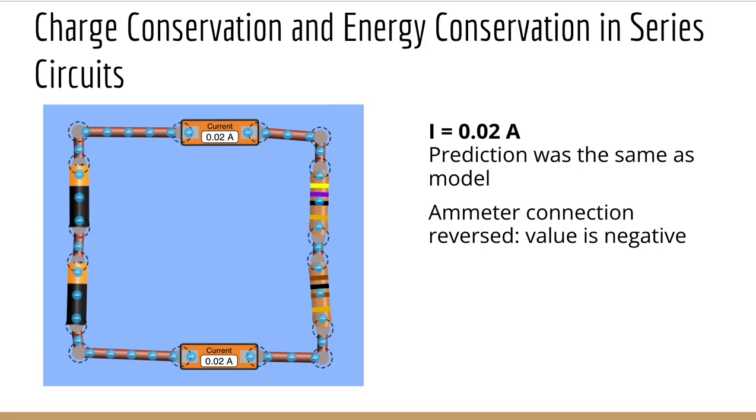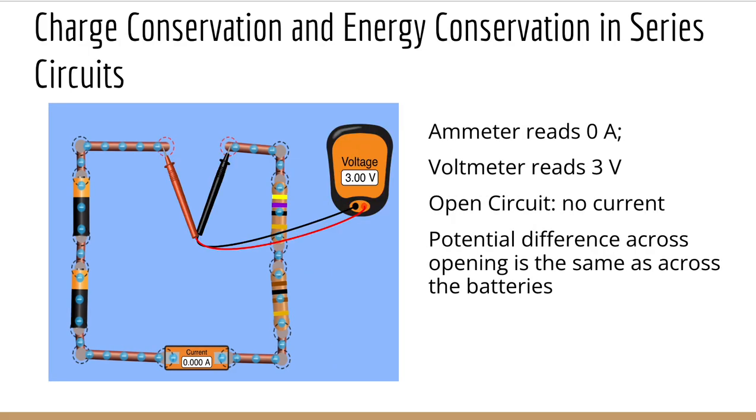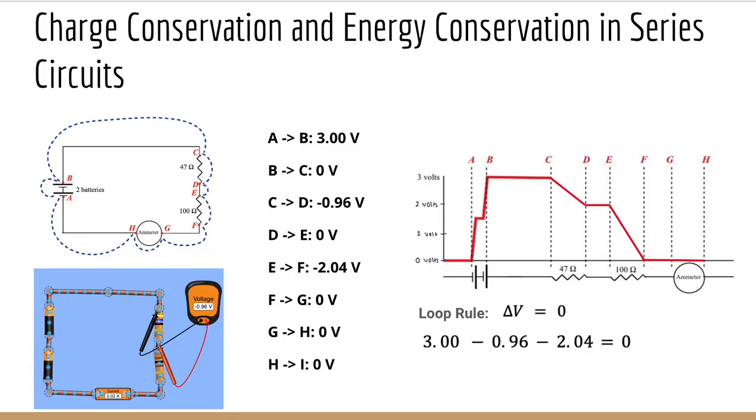And doing the experiment, the prediction was the same as the model. It was also 0.02 amps, and then when the ammeter connection was reversed, the value was negative. Here, the ammeter read 0 amps, and then the voltmeter read 3, and with an open circuit, there was no current, and the potential difference across the opening is the same as across the batteries.